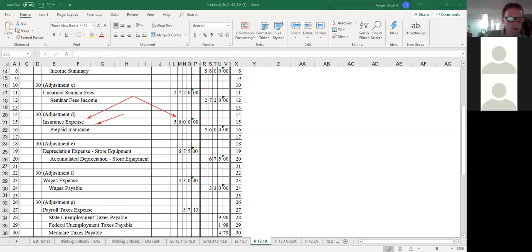And then of course they're going to be crediting prepaid insurance. And then there's the credit of $5,600. Okay. Is that coming back? Does that make sense to everyone? I know I've been talking for a few minutes, but does anybody have any issues so far? Is it helpful? Are you following?